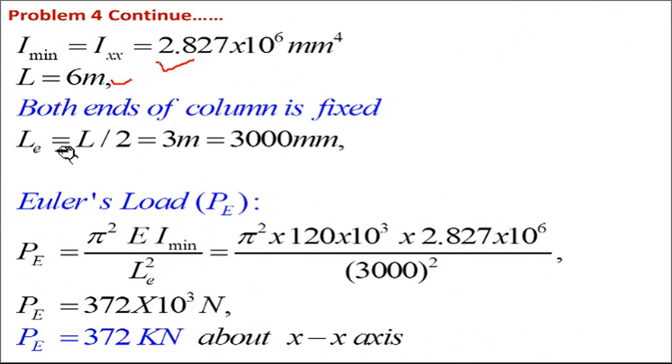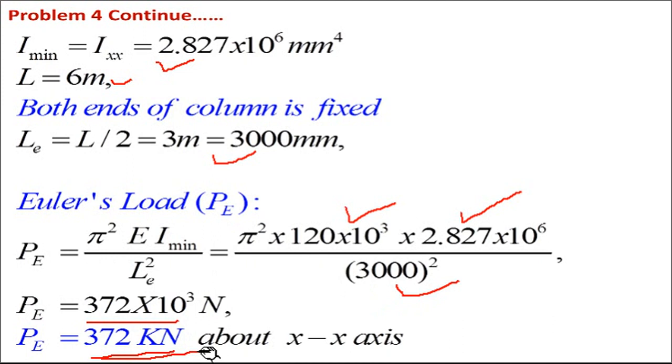Length is 6 meter. So both ends are fixed, so effective length will be half of that, that is 3 meter, 3000 mm. Now using Euler's formula, we can write P is equal to pi square E I minimum upon L square. So put all the values: modulus of elasticity, moment of inertia about x axis, and L means effective length. Solving this, we will get the first answer in Newton and the second answer in kilonewton, dividing by 1000.